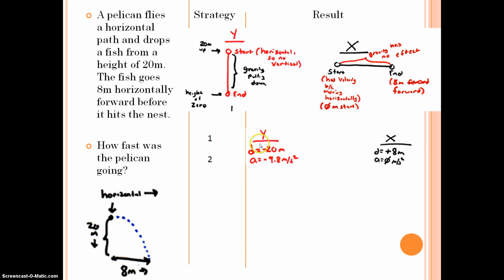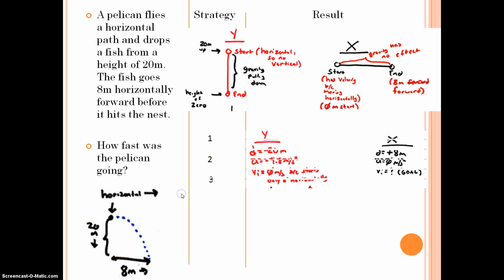Gravity's pull is in the y, negative 9.8. Gravity has no pull in the x, 0. Step 3, the phrase horizontal says it has no velocity downward at the start point. It's 0. The initial velocity is 0 for y. The initial velocity is entirely in the x, and that's our goal.